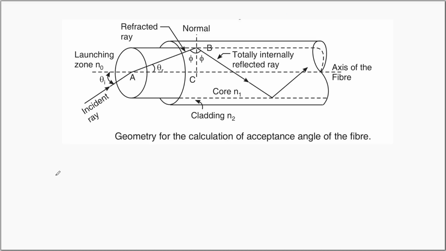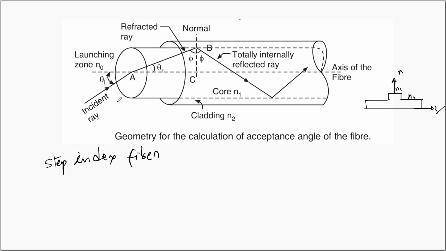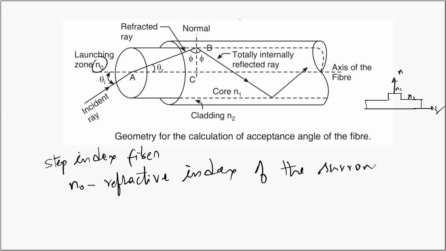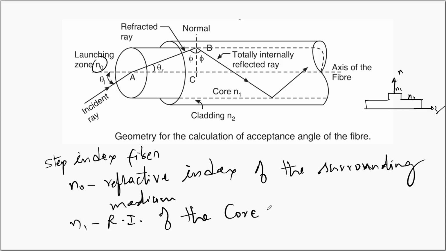Consider a step index fiber. In a step index fiber, we know that the refractive index across the core is a constant, and across the cladding it is also a constant. The refractive index profile looks something similar to this. The fiber is placed in an environment where the refractive index is N0. Suppose N0 is the refractive index of the surrounding medium, N1 is the refractive index of the core, and N2 is the refractive index of the clad or cladding.